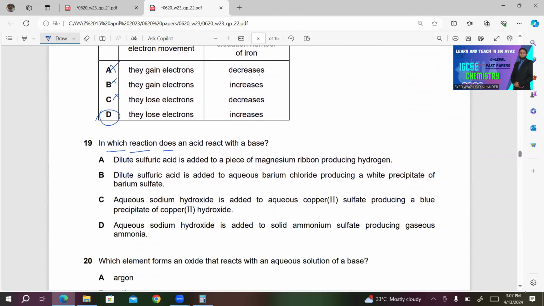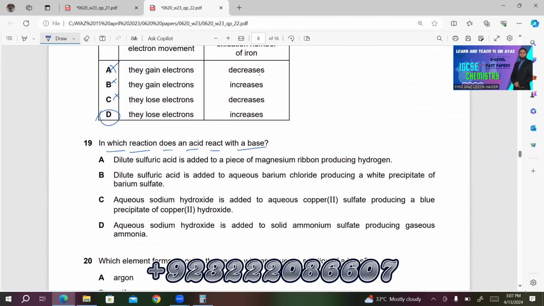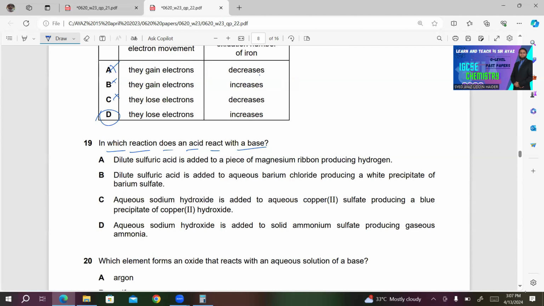In which reaction does an acid react with a base? A, dilute sulfuric acid is added to a piece of magnesium ribbon producing hydrogen. Now you have to recall the definition of base. What is the definition of a base? Proton acceptor. So in this reaction is magnesium. When magnesium is reacted with sulfuric acid, magnesium sulfate and hydrogen gas are produced. So it's not accepting proton here. So it's an incorrect choice.